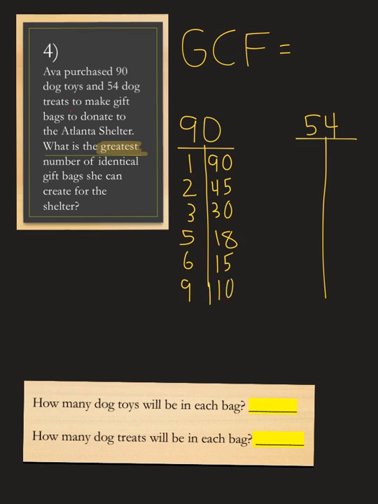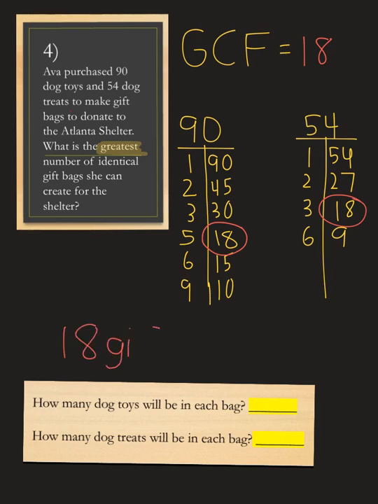And then our factors of 54 would be 1 and 54, 2 and 27, 3 and 18, and 6 and 9. Now that we have all of our factors written out, we can see that our greatest common factor is 18, so our GCF is 18. So that just answers the first part of our question. It says, what is the greatest number of identical gift bags? Okay, 18 gift bags.